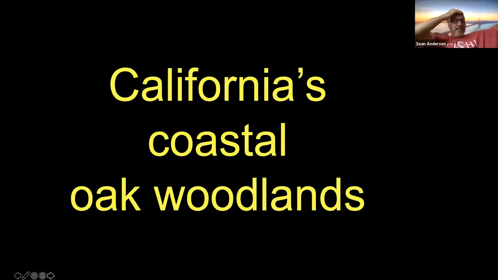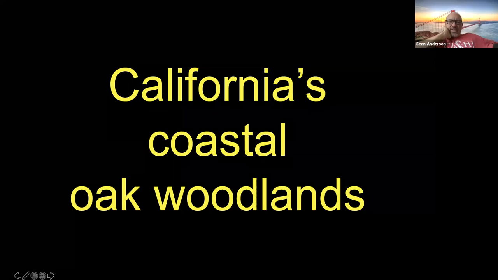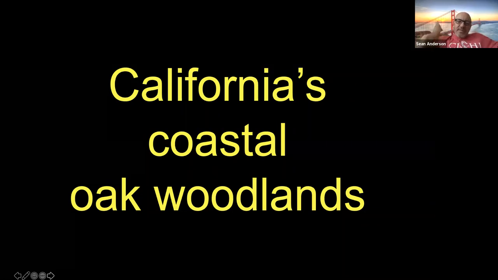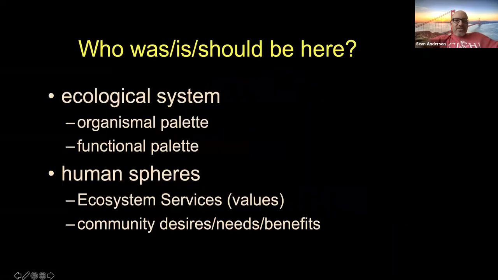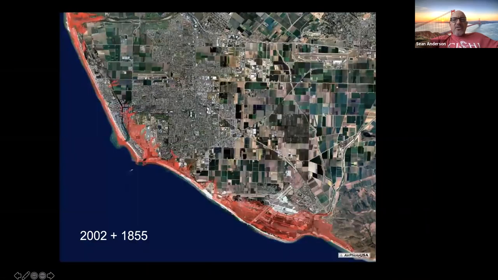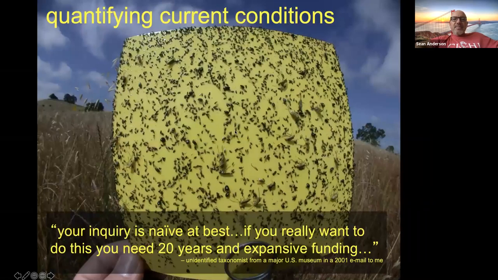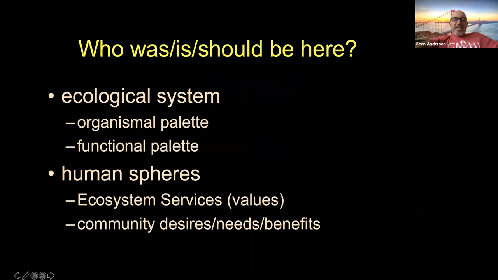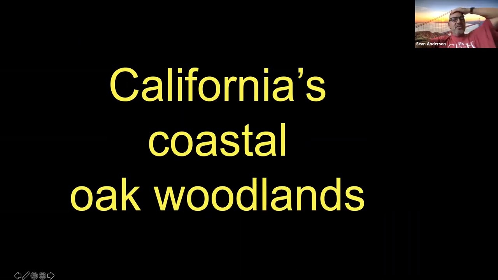Okay, and so I want to illustrate an example of, again, looking at how we might guide or inform our restoration with something that's essentially a little bit in between this historical quantitative and measurement type thing. Okay, so I want to talk about California oaks here as the example.